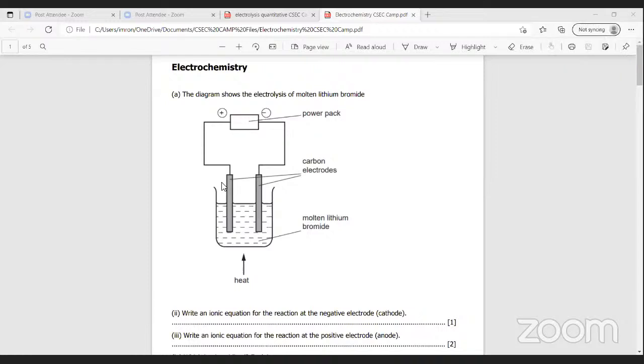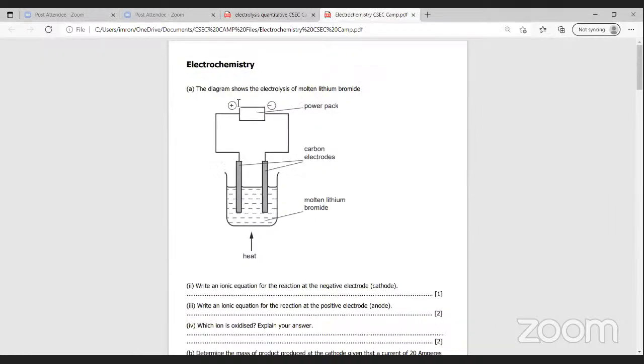It says here that the diagram shows the electrolysis of molten lithium bromide. Molten lithium bromide. You have the diagram labeled, and the first question says, write an ionic equation for the reaction at the negative electrode. Go ahead and put your answers in the chat. Write an equation for the reaction at the negative electrode.